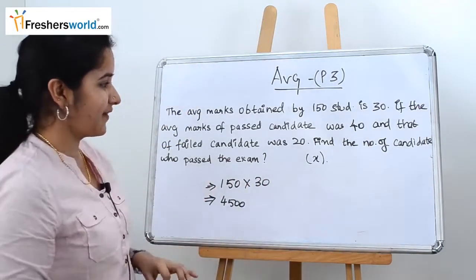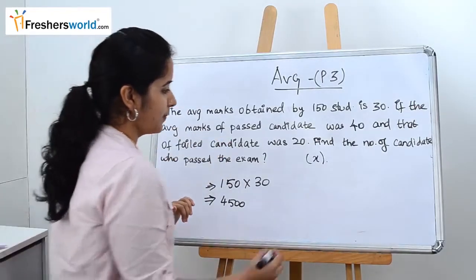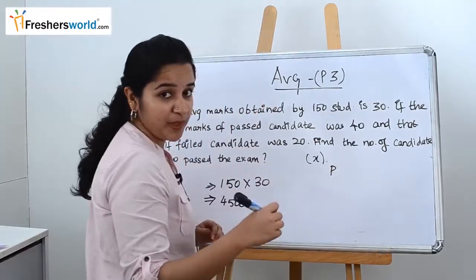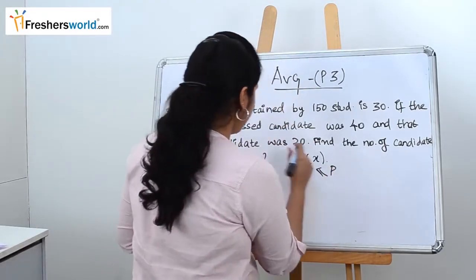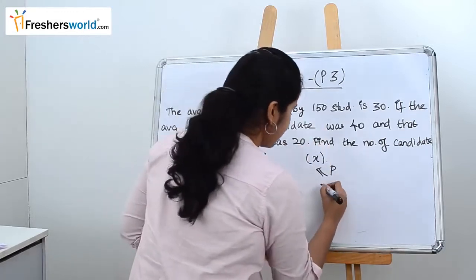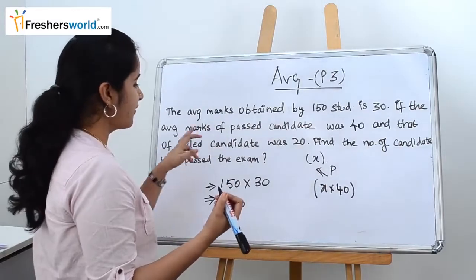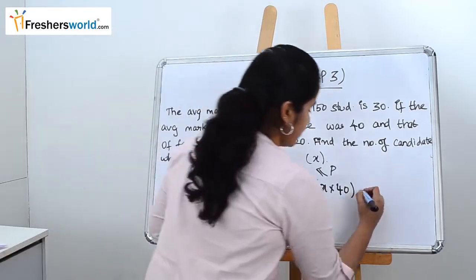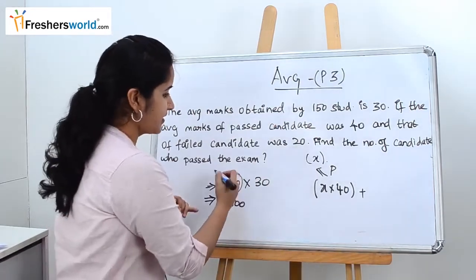So what else have they given? The average marks of the passed candidates was 40. We don't know the number of people who passed, so let's consider that as X. So the number of passed candidates is X and their average marks was 40. And the average marks of the failed candidates was 20. So the number of failed candidates is 150 minus X.